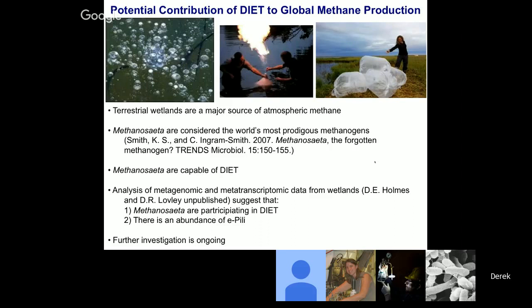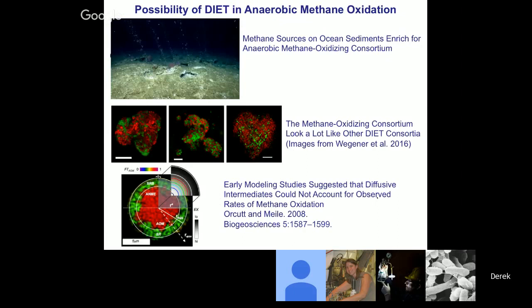Now, of course, we know the methanosata are also capable of diet. It helps them grow faster. I think this increases their contribution. And recently, Don Holmes in my lab has, through meta-omics studies, demonstrated that the methanosata are participating in diet, and also there's abundance of E-pili expression. So I think this diet is probably happening in some terrestrial environments, for example, rice paddies, which we focused on, and further investigation of that is ongoing.